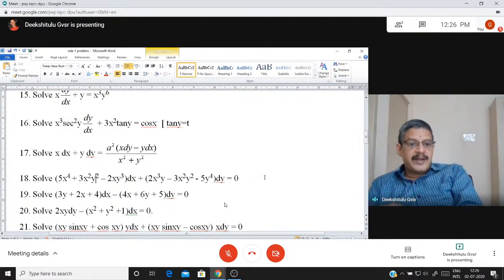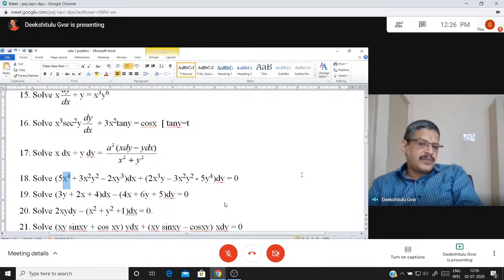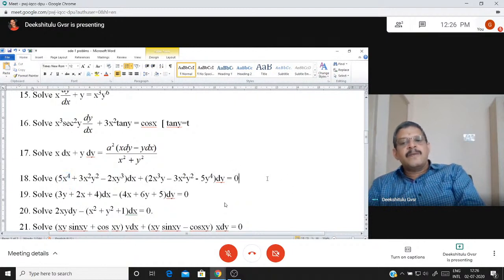What formula should be applied here? That is the most important thing in exact equations: reducibility to exact form. For that it is very clear. X power 4, degree is 4 here. The second term, 2 plus 2 is 4. This is 1 plus 3, 4. So here throughout the degree is 4. What about this? 3 plus 1 is 4, 2 plus 2 is 4, and 4. And this also is of degree 4. So it is a homogeneous equation, and then check whether Mx plus Ny is not equal to 0. If Mx plus Ny is not equal to 0, then 1 by Mx plus Ny is your integrating factor.